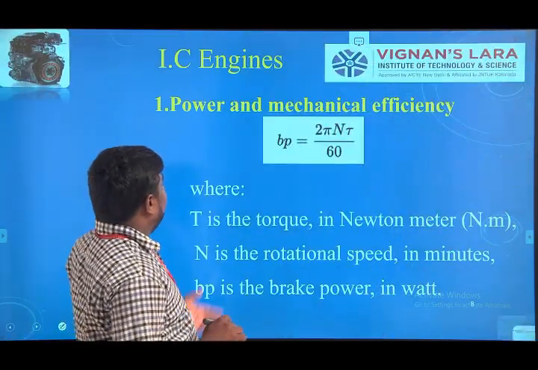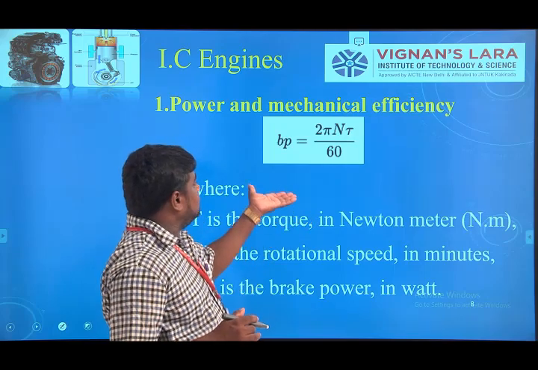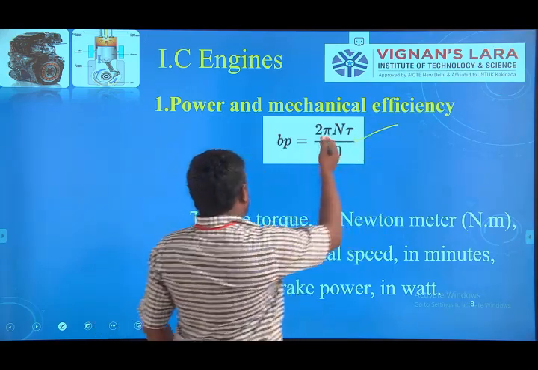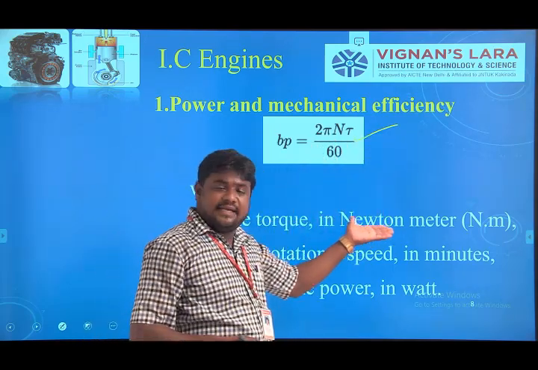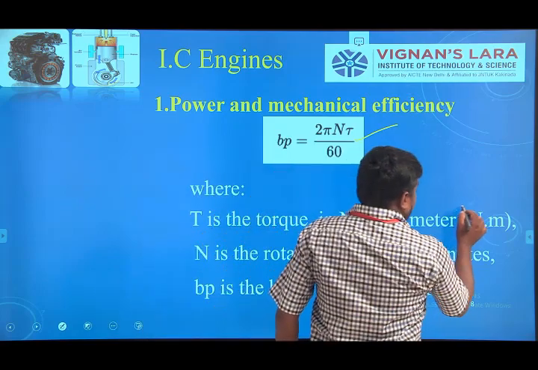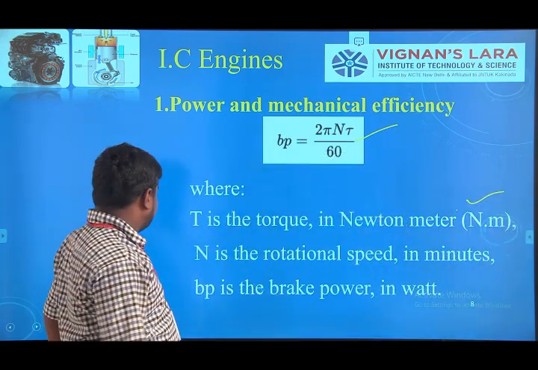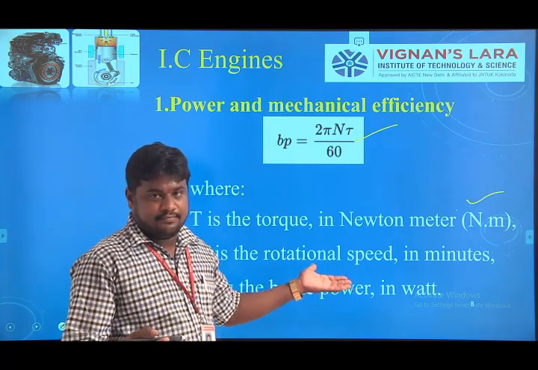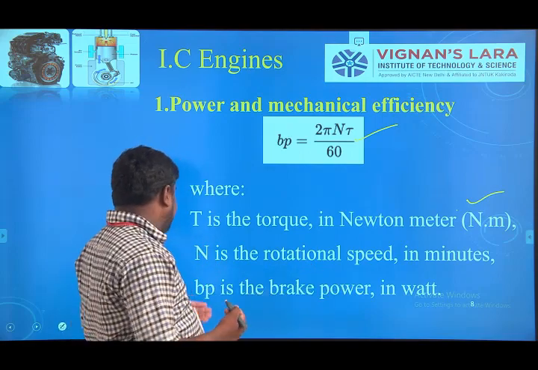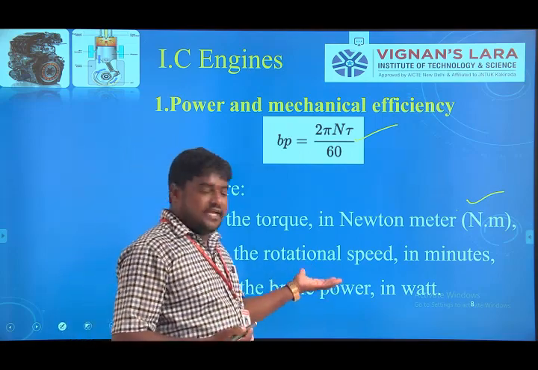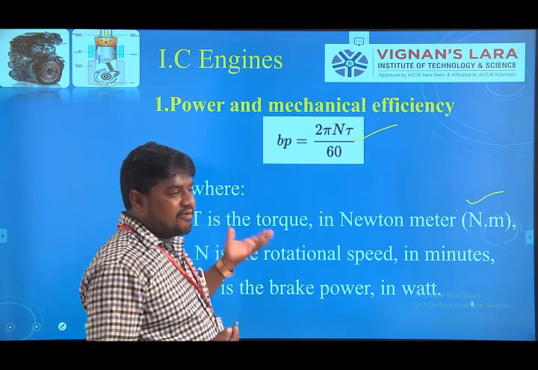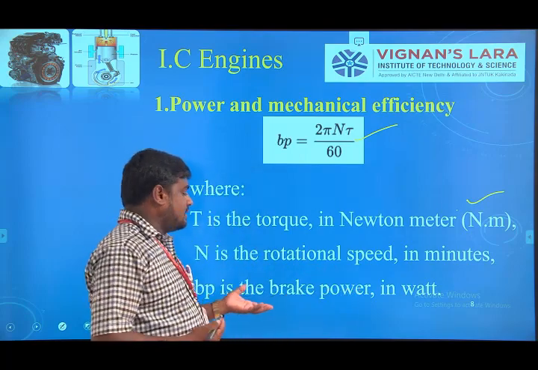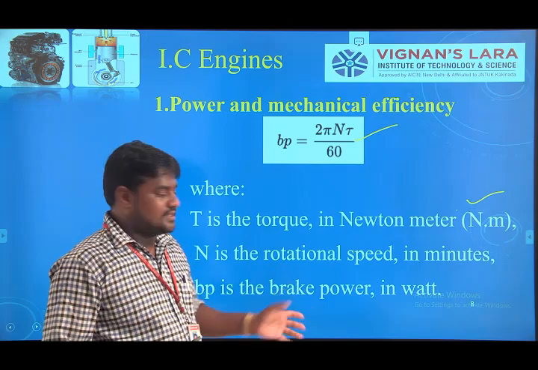So here the brake power BP equals 2 pi NT by 60, where T is the torque in Newton meter, the unit of torque is Newton meter, and N is the rotational speed in revolutions per minute, that is rpm, and BP is the brake power in watts. The unit of power is watts.